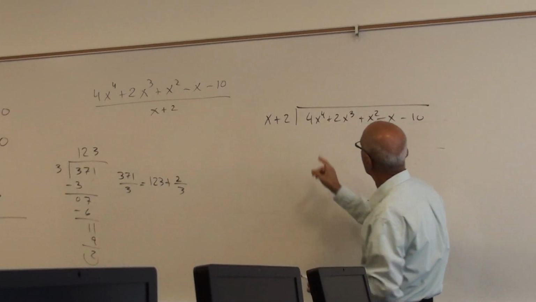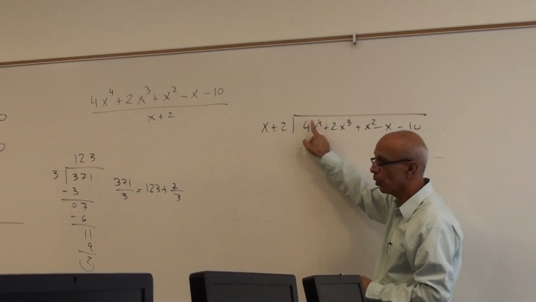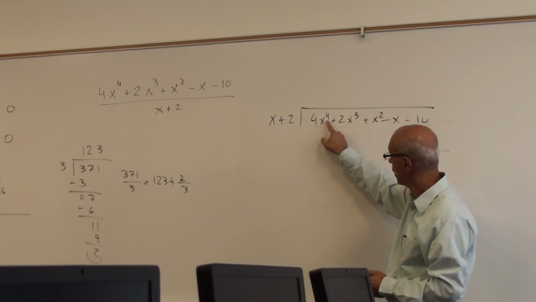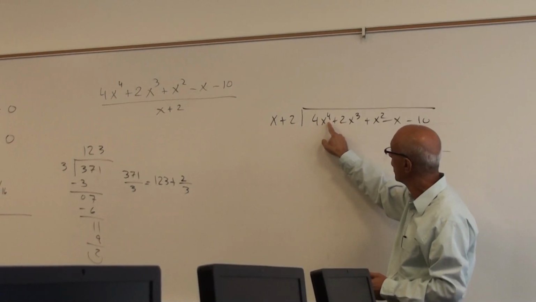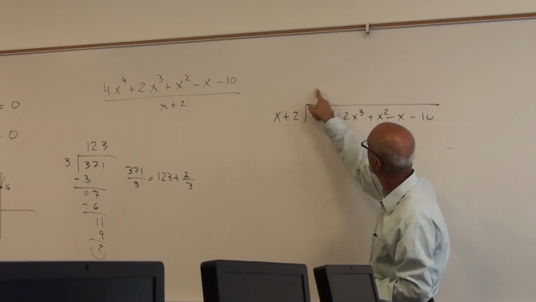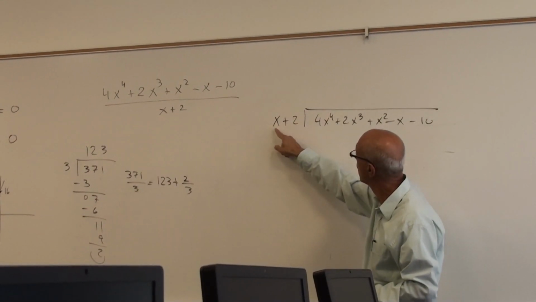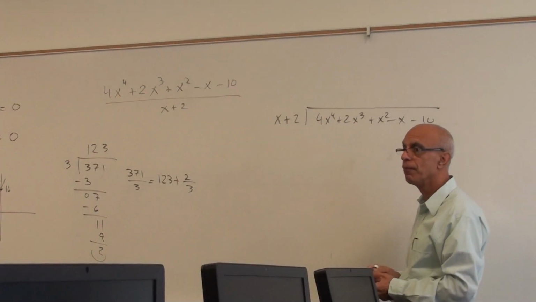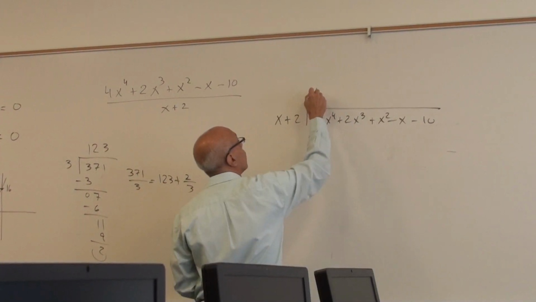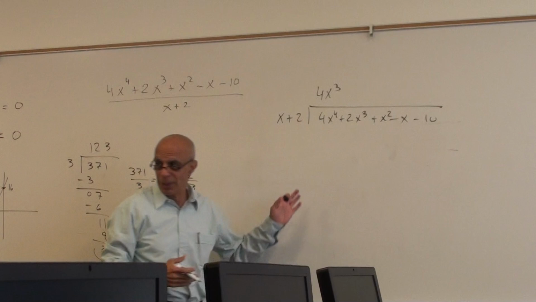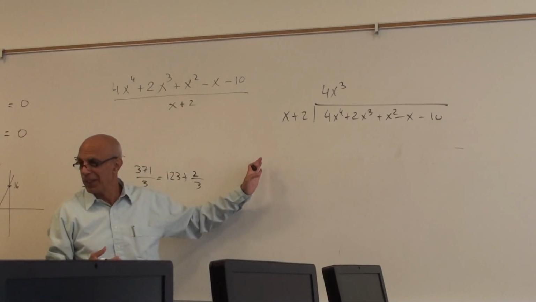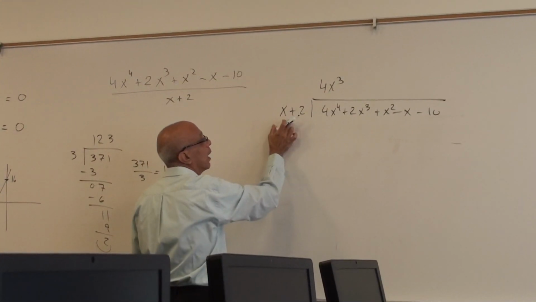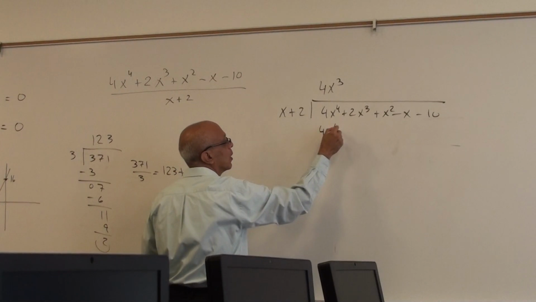Okay. So the key here is to look at the first term on the polynomial, 4x to the 4, right? And I have an x here. Now, what term should I put here that multiplied times x is going to give me 4x to the 4? 4x cubed. Very good. 4x cubed. This is really fun to do. Don't you guys like that? I love doing this.